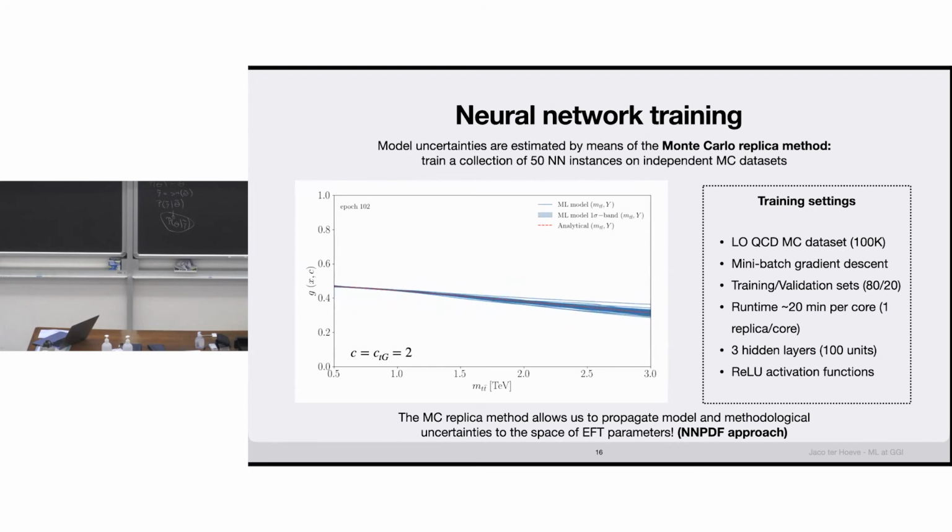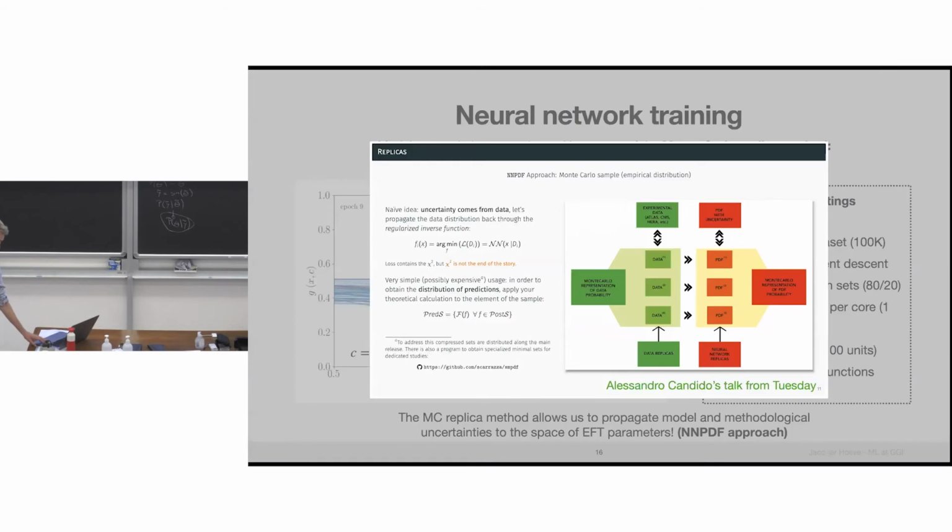These are replicas. We want to assess the neural net uncertainty, and we do this by generating events at different seeds and training a neural net on each. So we have a set of 50 data sets under the SM and the EFT, and we just redo the training 50 times. Those are the lines that you see. This allows us to propagate the model uncertainties to the space of EFT parameters, very much like the NNPDF approach in PDF fits. This was explained by Alessandro on Tuesday, so if you want to know more, you can check this talk.